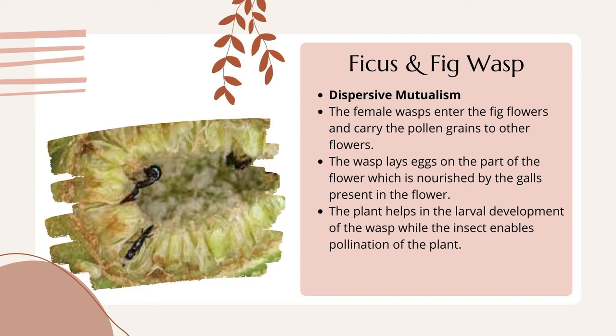The female wasps enter the fig flowers and carry the pollen grains to the other flowers. The wasps lay eggs on the part of the flowers which is nourished by the gall present in the flowers. Thus, the plants help in the larval development of the wasps, while the insects enable pollination of the plants.